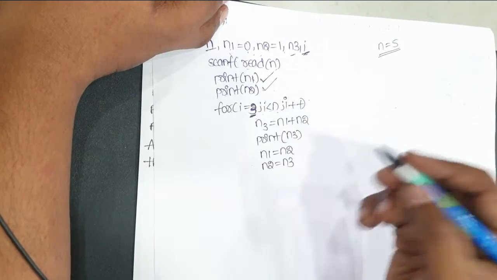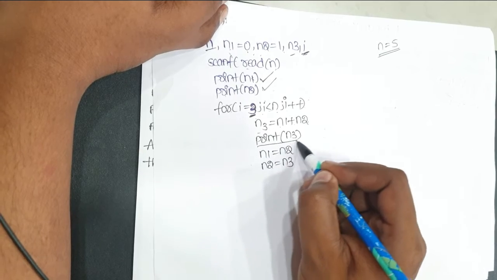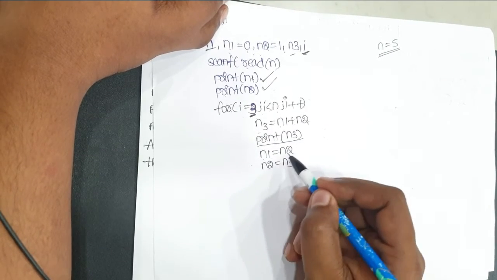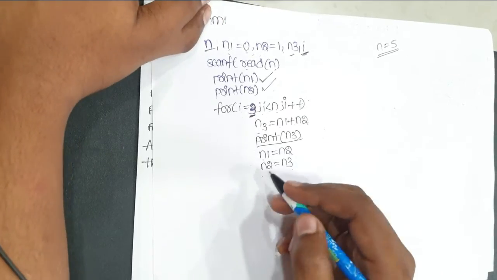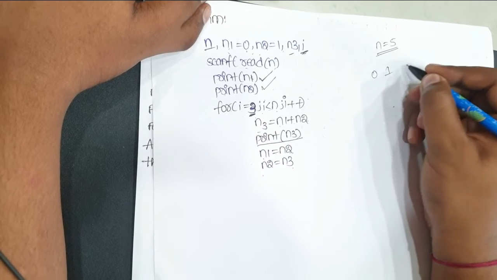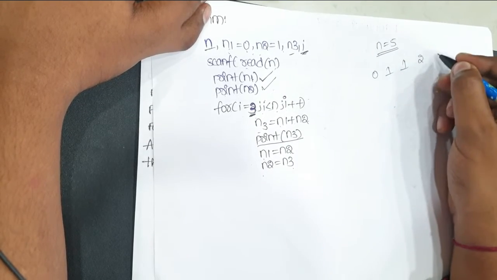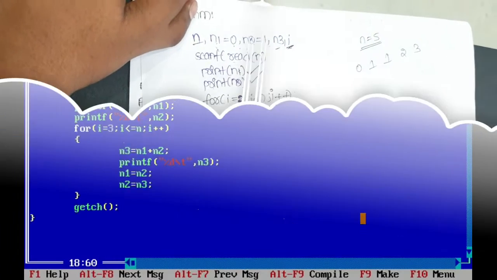Next I plus plus. I wrote the same three steps: n3 is equal to n1 plus n2, and I printed the n3 value. Then I assign n1 is equal to n2 and n2 is equal to n3. Now we will get the same output. If you give n is equal to 5, we will get the output 0, 1, 1, 2 and 3. Now I will compile it and I will show you. Now let's see the code.